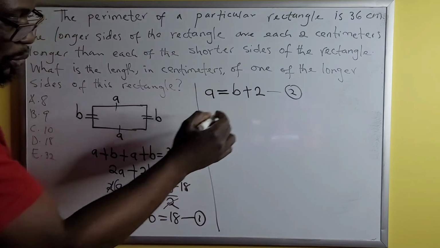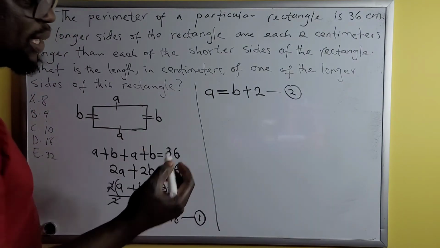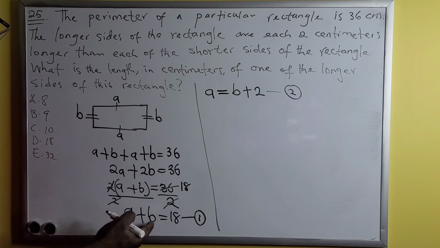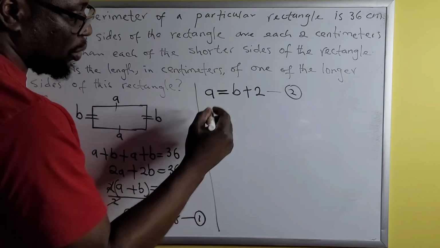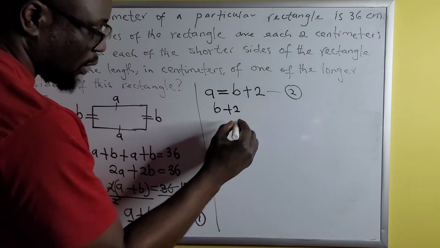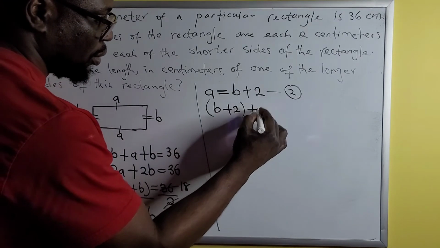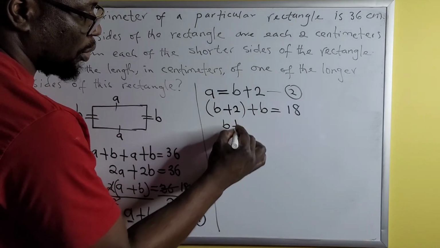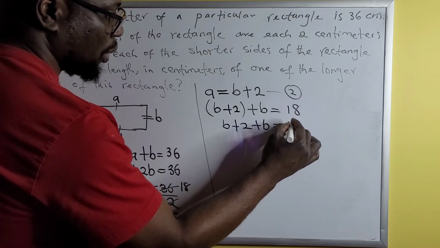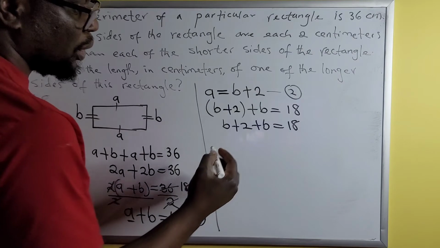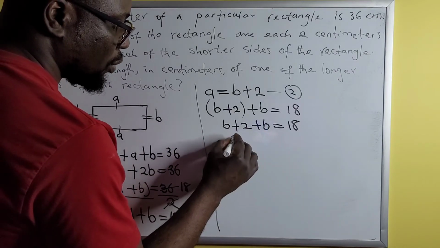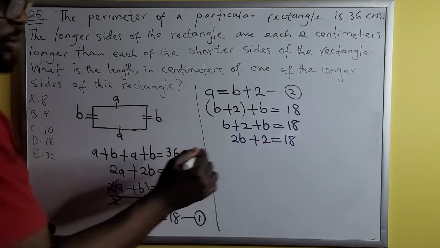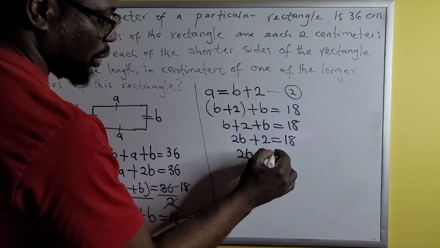So let's put equation 2 into equation 1. What that means is anywhere you see A, substitute B plus 2 in there. So in this case, instead of writing A plus B, we'll write B plus 2, so B plus 2, right, plus B is equal to what? 18. So open this up. You have B plus 2 plus B is equal to 18. That's what it means, right? If you expand the bracket. So now you have B plus B is 2B, right? So you have 2B plus 2 is equal to 18, correct?